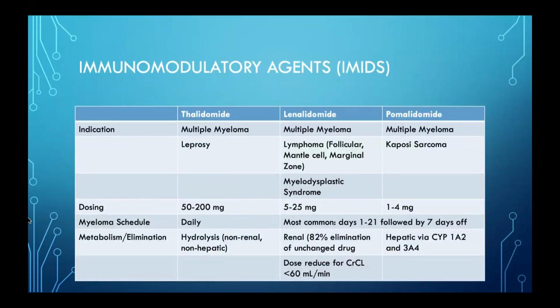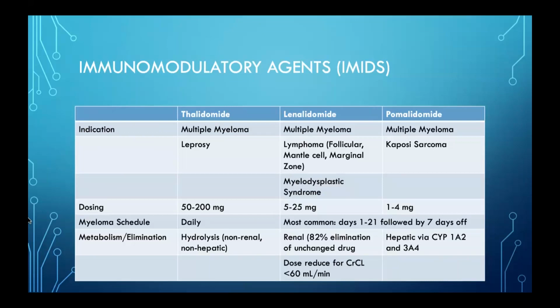So looking at our agent overview then, all 3 of them are going to be indicated in multiple myeloma, with lenalidomide being the standout and having indications in different lymphomas as well as myelodysplastic syndrome. From a dosing schedule, these vary a lot between different regimens, but thalidomide is generally given daily versus lenalidomide and pomalidomide. The most common schedule is 3 weeks on and 1 week off, but once again, there's a lot of variability in that.